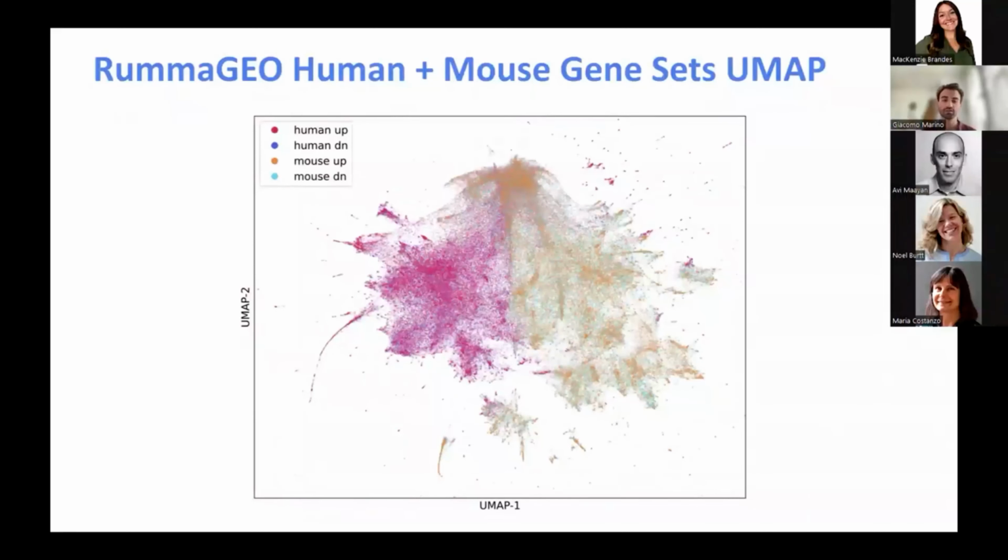Visualizing all of these gene sets for both human and mouse, we can see that there is a fair amount of separation for human and mouse, with some density where they overlap here at the top. So this is looking at harmonized gene symbols between both human and mouse.